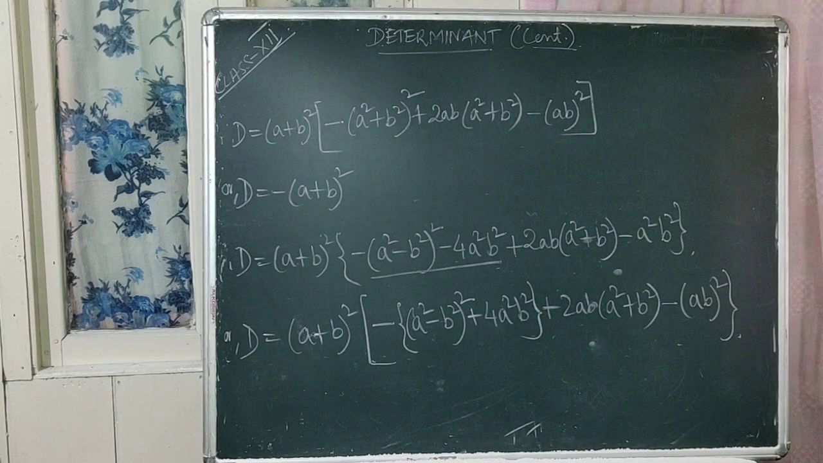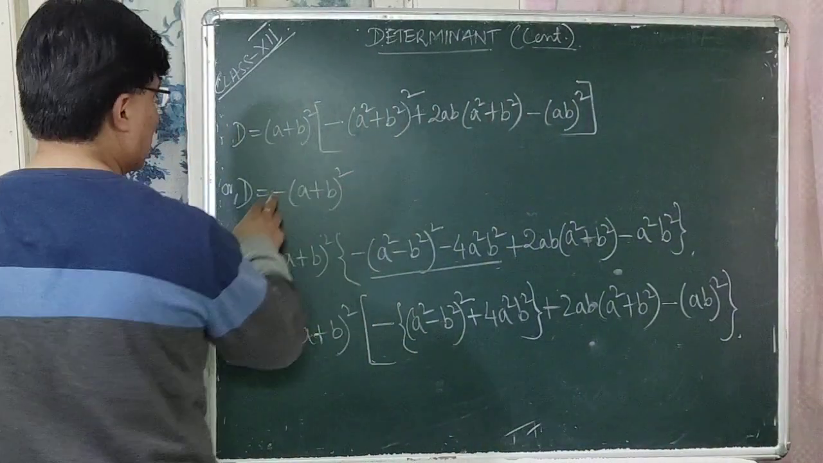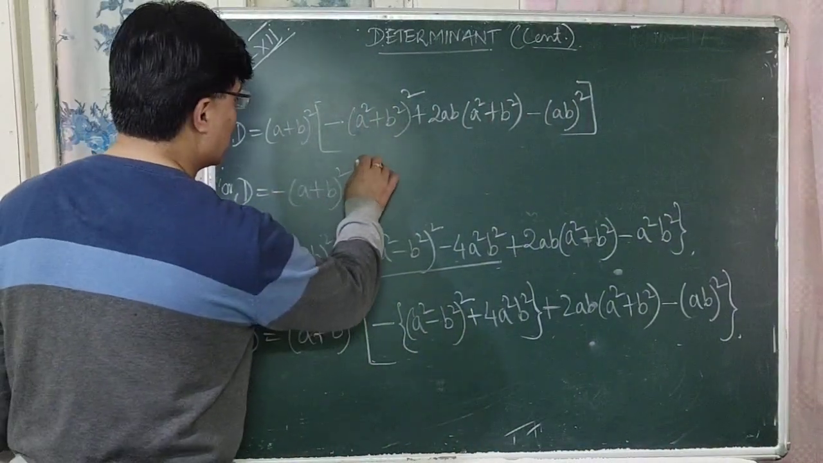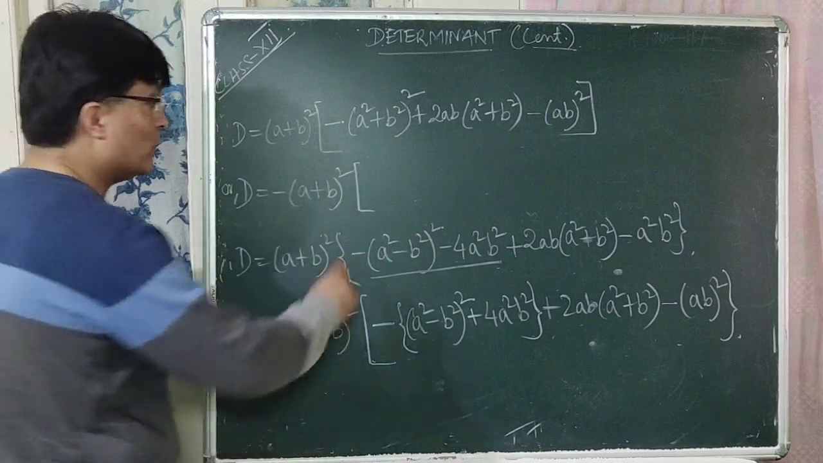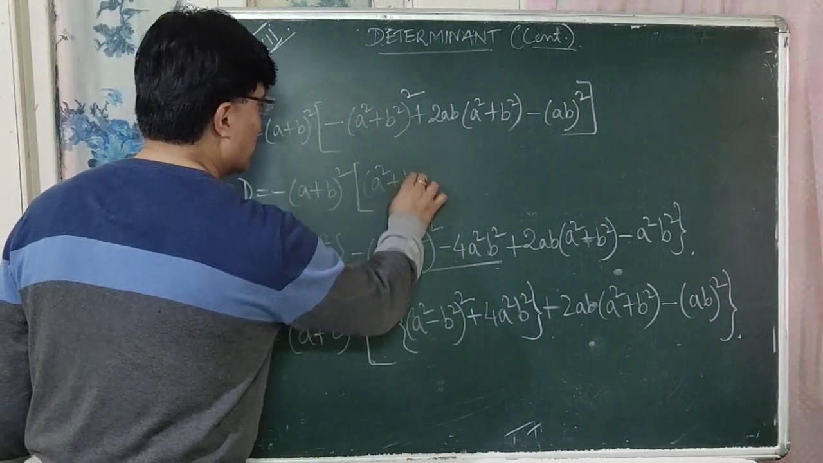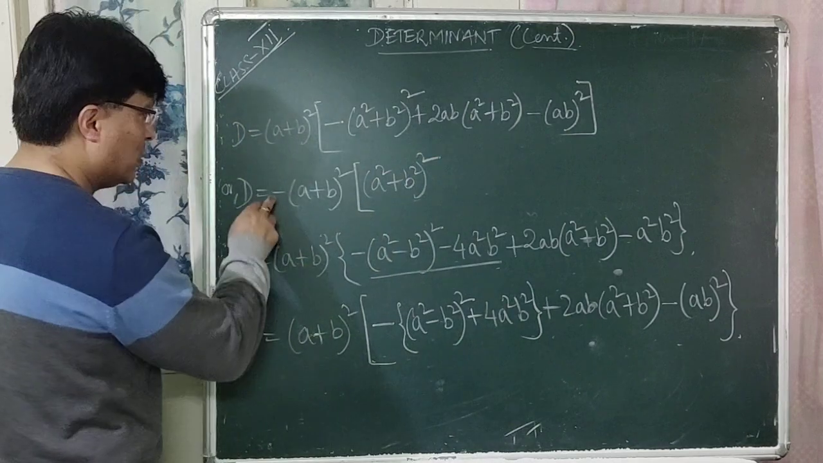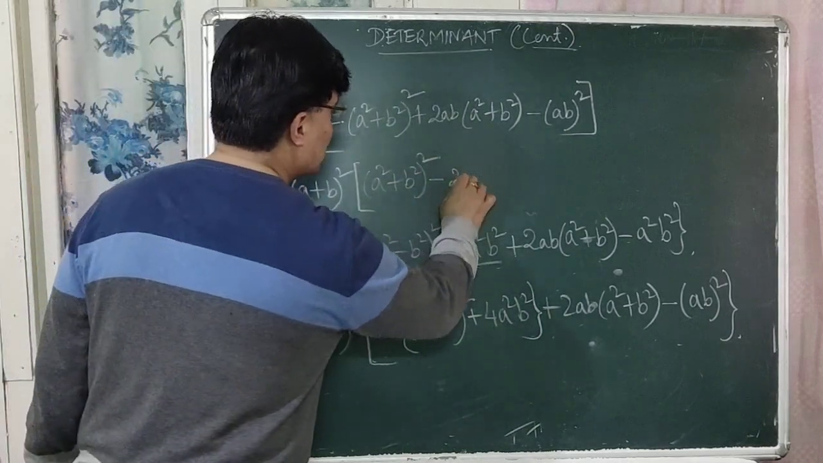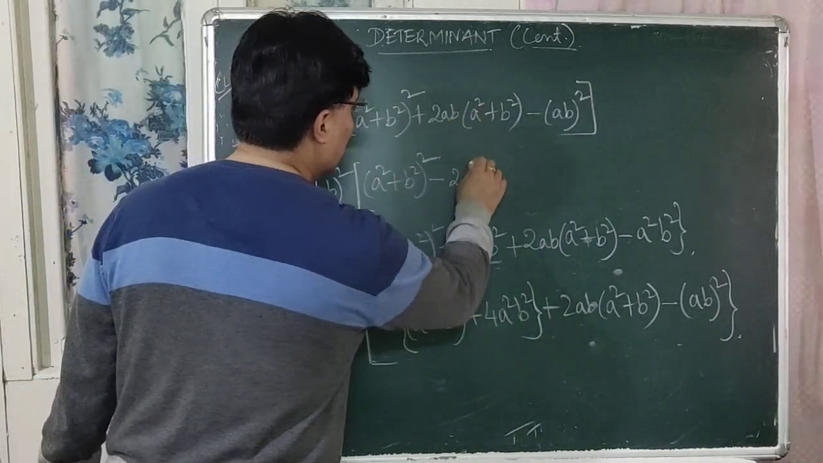So you take minus common. So minus is taken outside, a plus b whole square. So within the second bracket, what do we get? It is a square plus b square whole square. Minus into plus, minus twice. Let us write down this one.